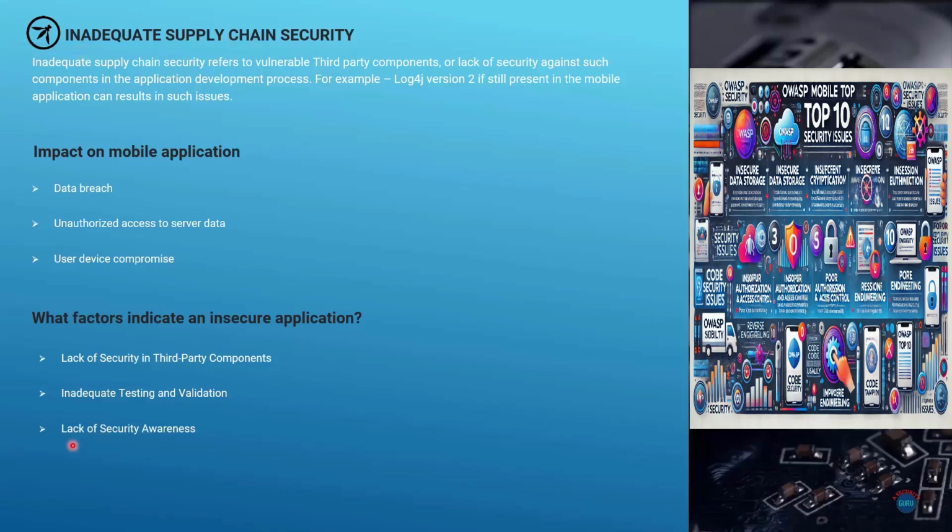Finally, if there is lack of security awareness amongst your developers that are developing the mobile application, then it can also lead to inadequate supply chain security because your development team might not be aware about security vulnerabilities in third-party components, and hence you will have an insecure mobile application.